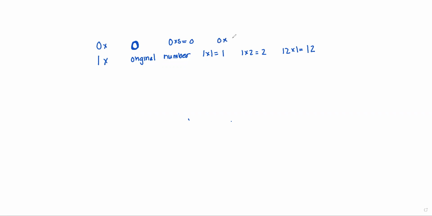0 times 1,257 is still going to equal 0. Any number times 0 is always going to be 0. Any number times 1 is going to be the original number. 1,257 times 1 is still going to equal 1,257. 2 times the number is going to be double. So 2 times 10 equals 20.